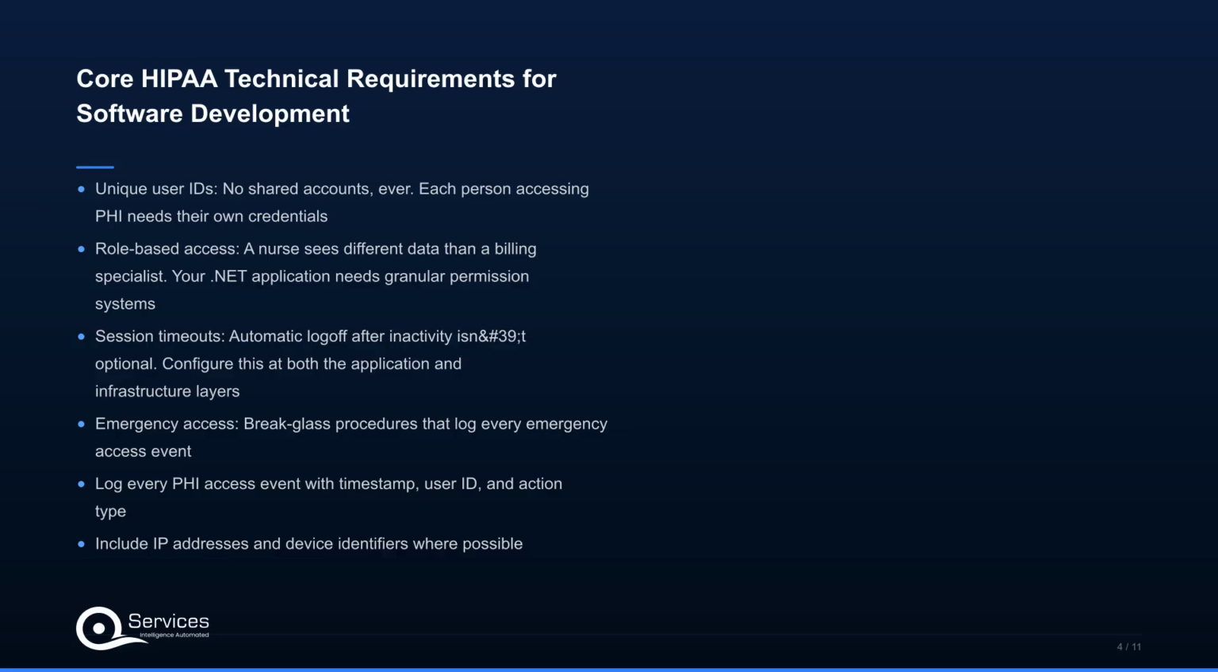Let's talk about core HIPAA technical requirements for software development. HIPAA's security rule breaks down into three safeguard categories: administrative, physical, and technical. For software development teams, the technical safeguards drive most architectural decisions.